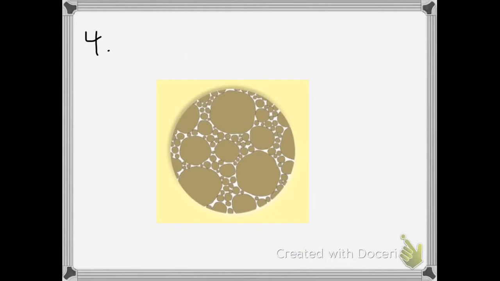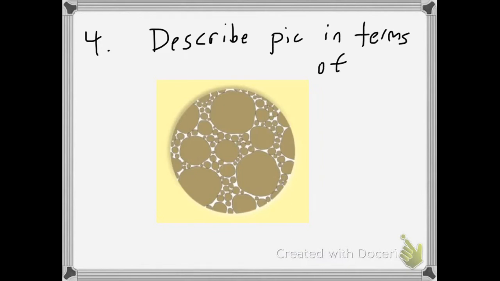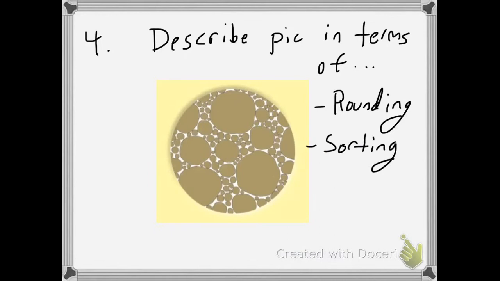So now I've got a nice picture for you in question number 4. And the question that I'm asking is several questions. You are to describe the picture in terms of its rounding characteristics. Are the particles in this picture round? The answer is yes, and of course the agent of rounding is water. What is the sorting characteristics, and what are my sorting choices? So of course you have well sorted and poorly sorted with some things in between.